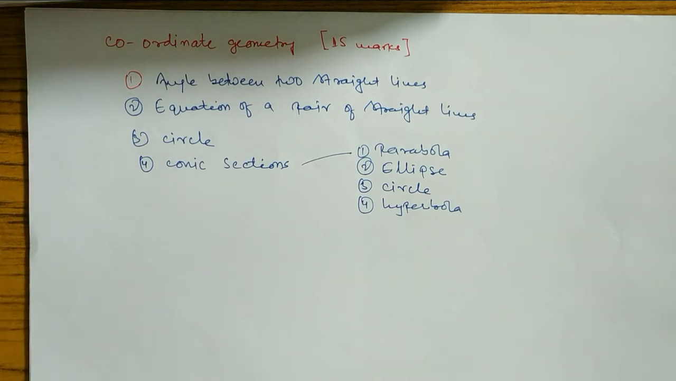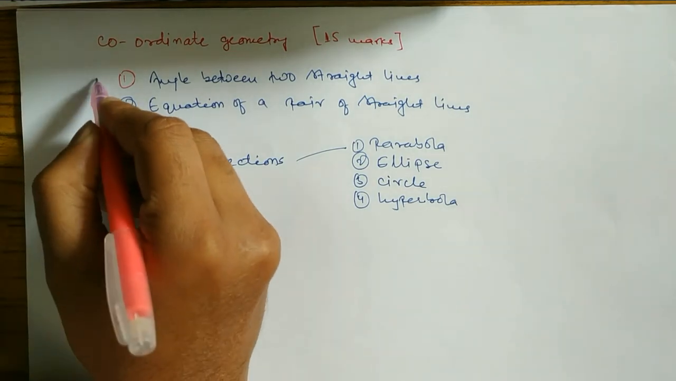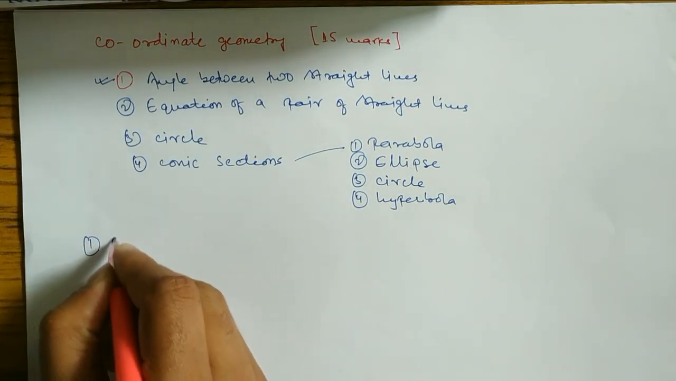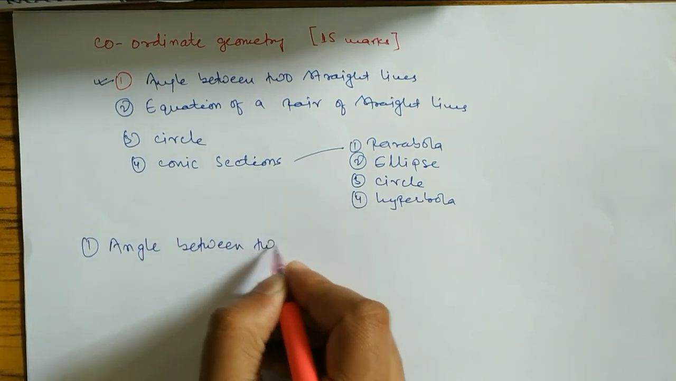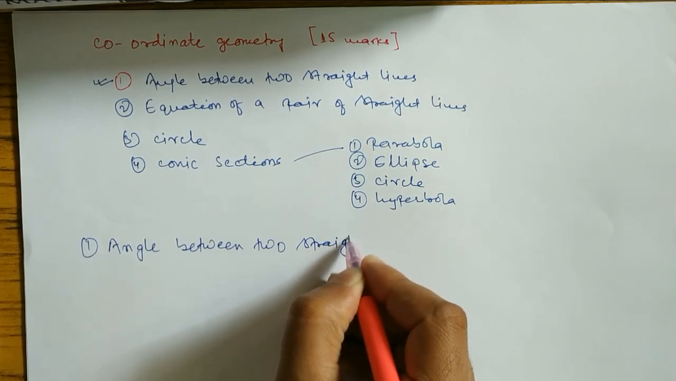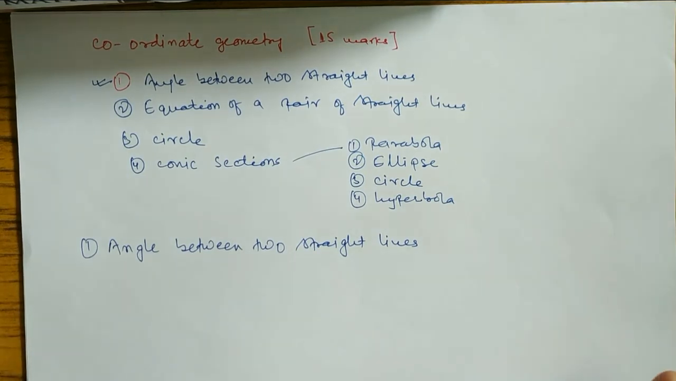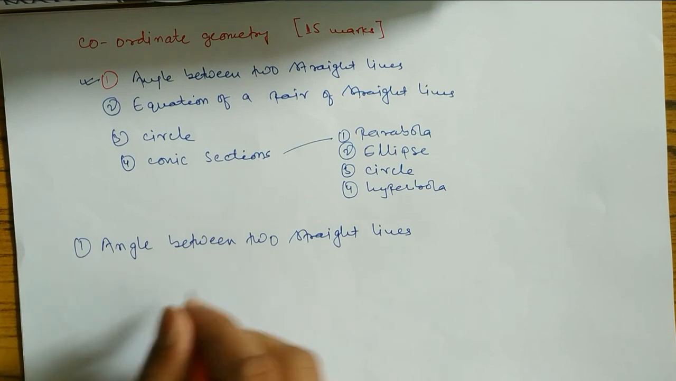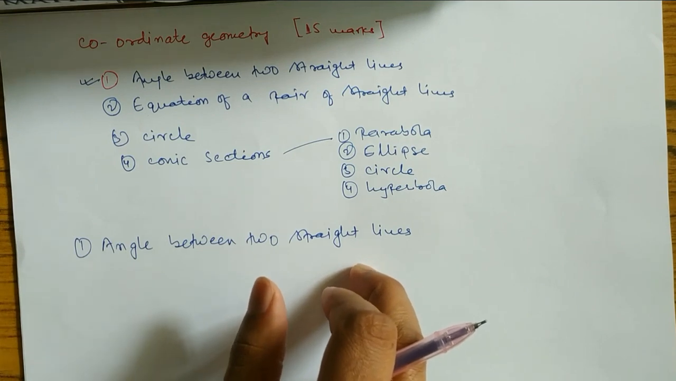Okay, let's start from formula. I'm going to start from number 1, angle between 2 straight lines. In this exercise, I'll provide you the formulas which are very necessary, and some important questions also, which are repeated the maximum number of times in examination and are easy for you to understand. First of all, I'm going to provide formulas related to angle between 2 straight lines, which are very important also.